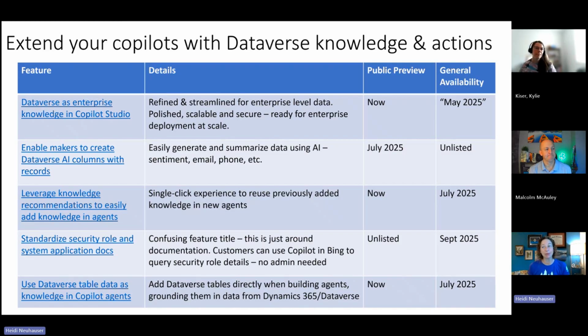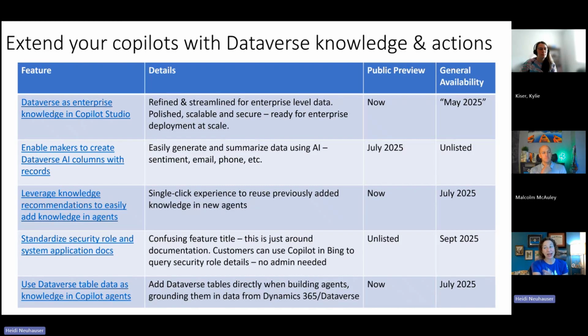Second one is enable makers to create Dataverse AI columns with records. So that is allowing you to easily generate and summarize AI data using these AI functions that we're already seeing elsewhere. Public preview is later this month. It's not out yet. And no GA date listed. So this is probably, I think, going to get pushed to our next release wave.